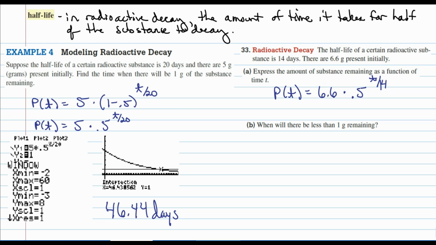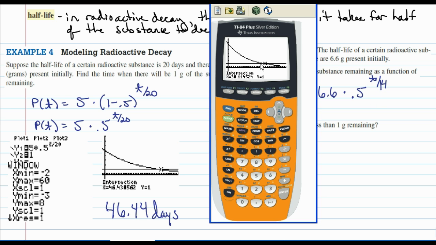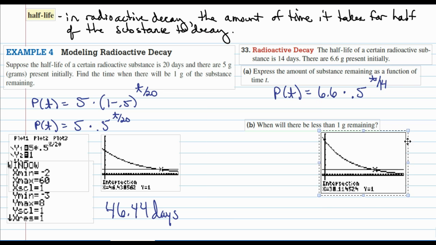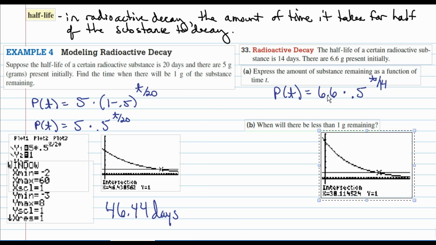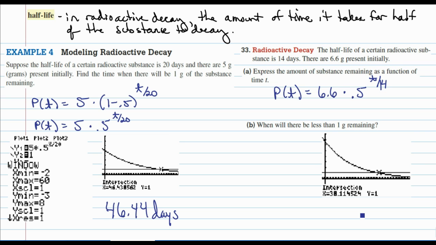So I can put that in my calculator and find out when there will be 1 gram remaining, since again I don't know how to solve for exponents. When will there be 1 gram remaining? Well, I found the intersection to be, I actually used the same window as last time because we started out with about the same amount and we're using a half-life that has a little bit fewer days than before. I figured the same window would work, and it does. I got about 38.11 days.